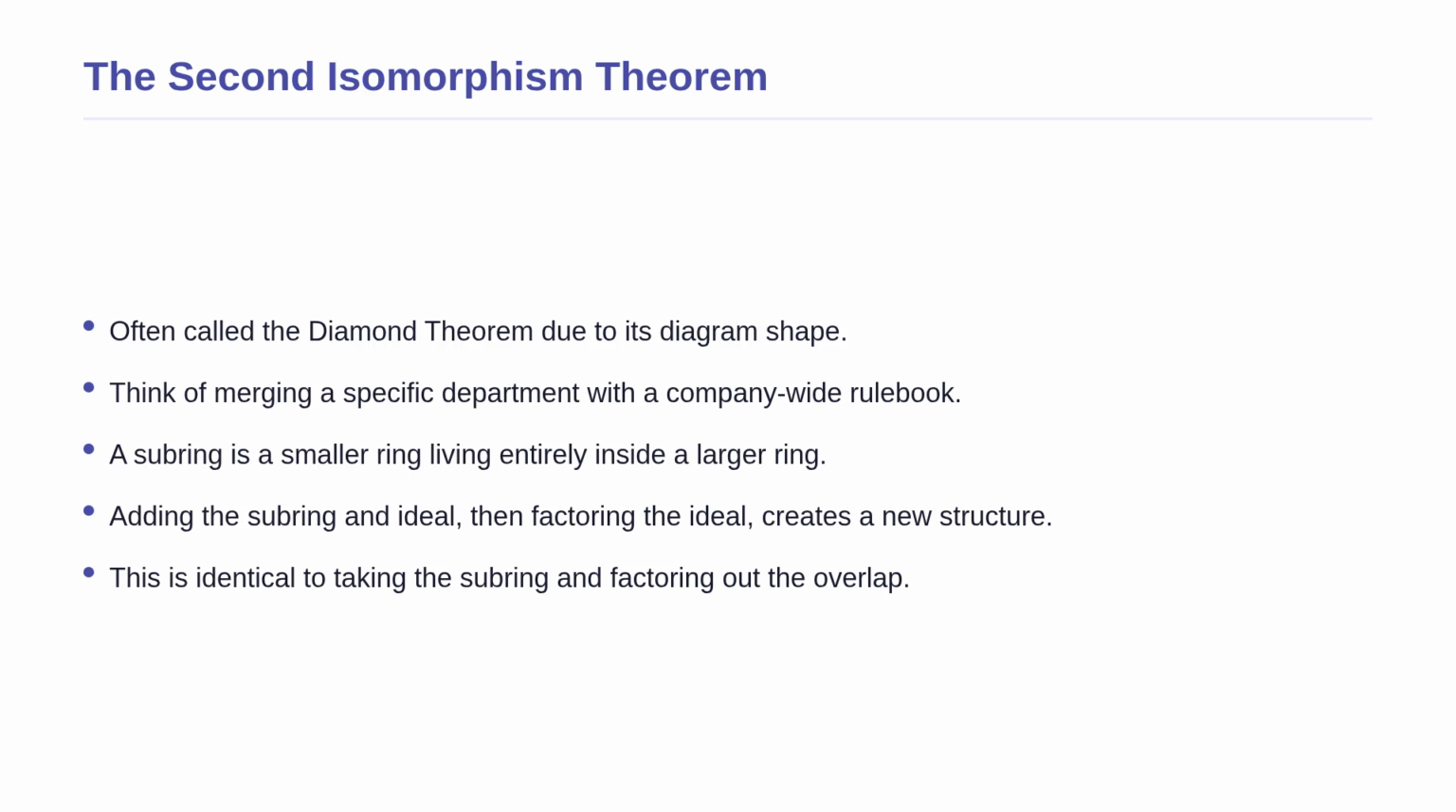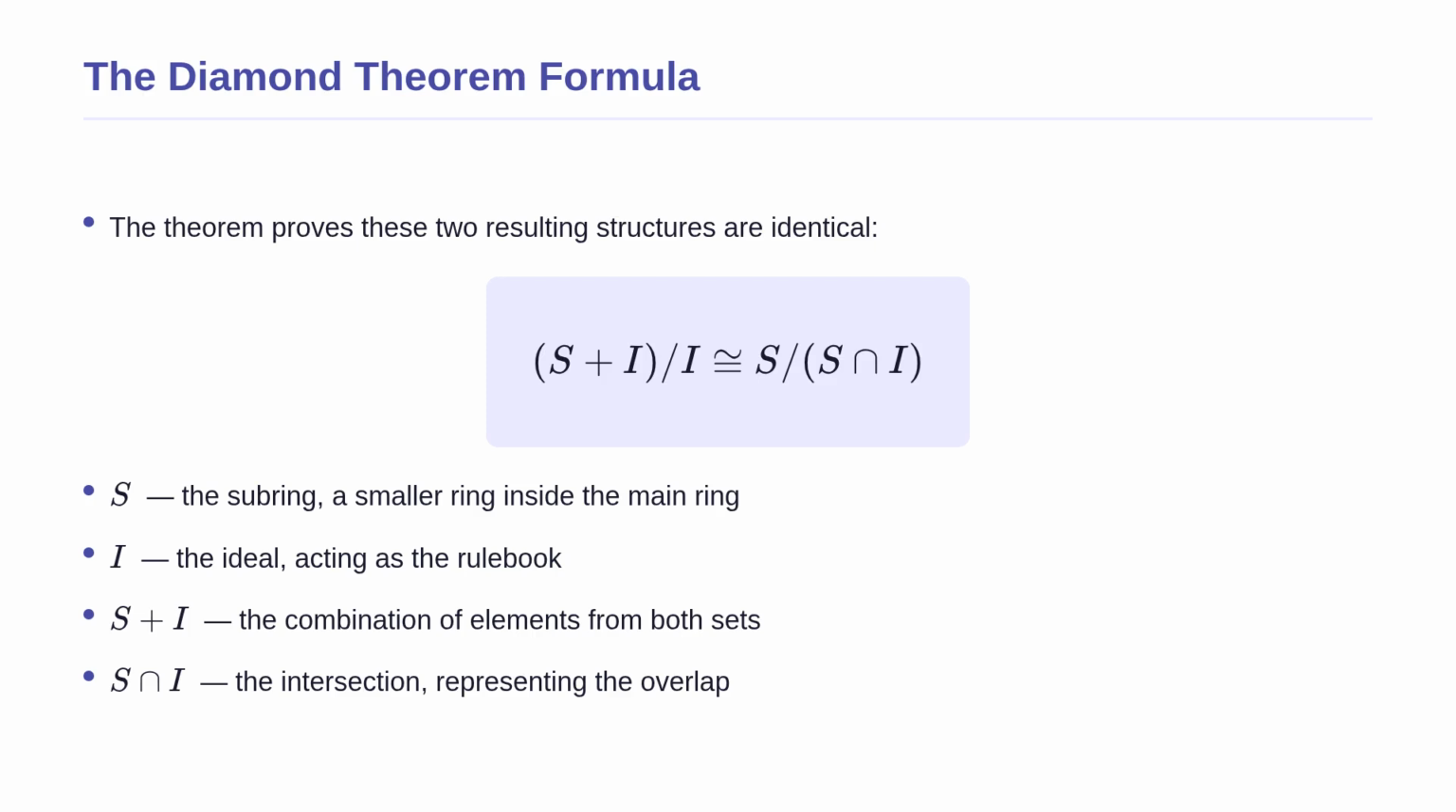A subring is simply a smaller ring that lives entirely inside a larger ring. The theorem states that if you add the subring and the ideal together and then factor out the ideal, it is exactly the same as taking just the subring and factoring out the overlap between the two. Let us look at the mathematical formula for this interaction.